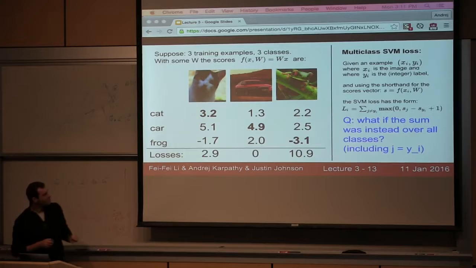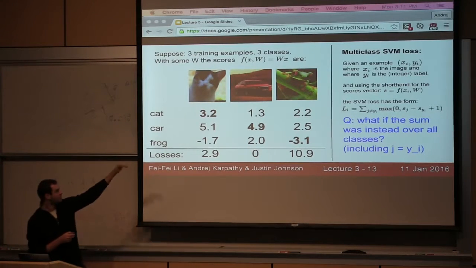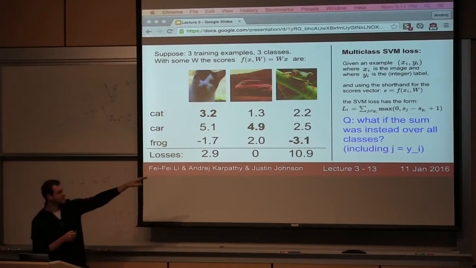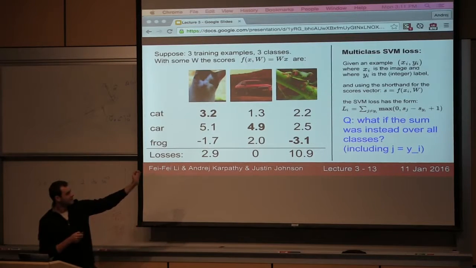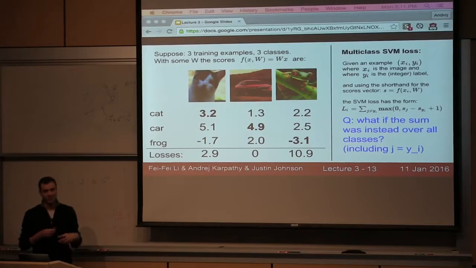First of all, what if that sum over there, which is the sum over all the incorrect classes j, what if that was instead a sum over all the classes, not just the incorrect ones? So what if we allowed j to equal yi? Why am I actually adding that small constraint in the sum over there?